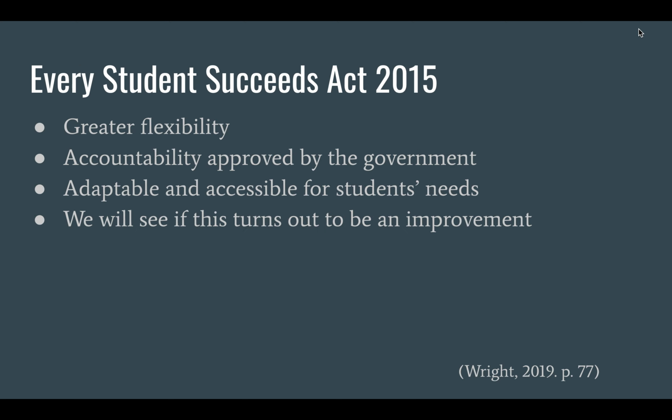Next, we have the Every Student Succeeds Act in 2015, or the ESSA. This is essentially the No Child Left Behind Act, but with much greater flexibility. So schools are able to come up with their own plans for accountability as long as they are plans approved by the federal government. With this act, it's more likely that the expectations for English language learners will be more adaptable and accessible for the students' needs.